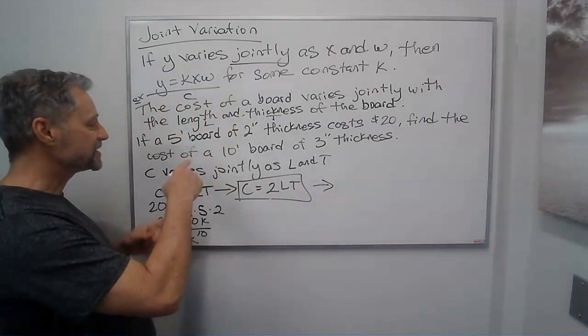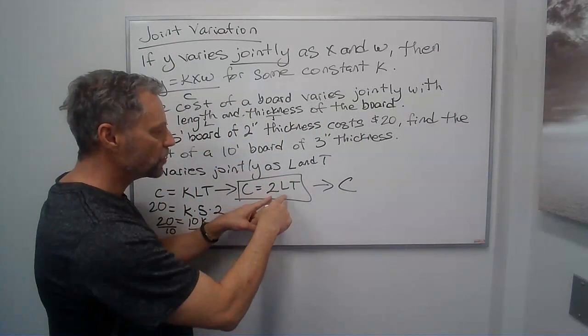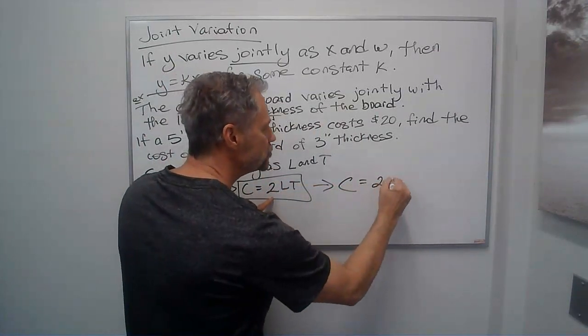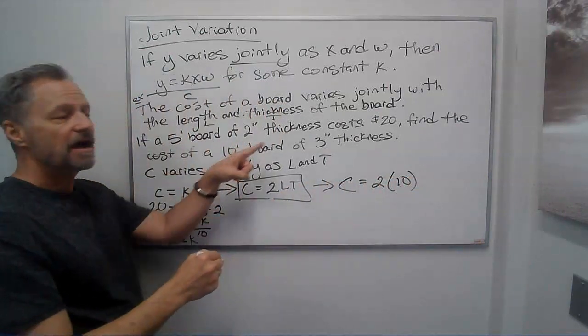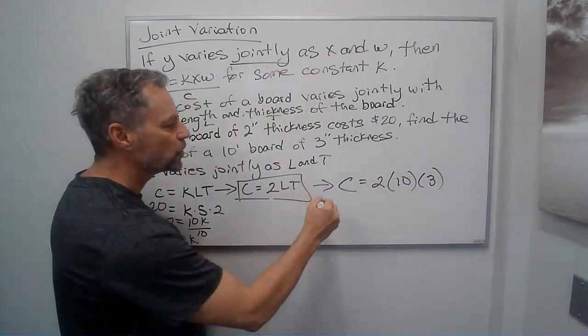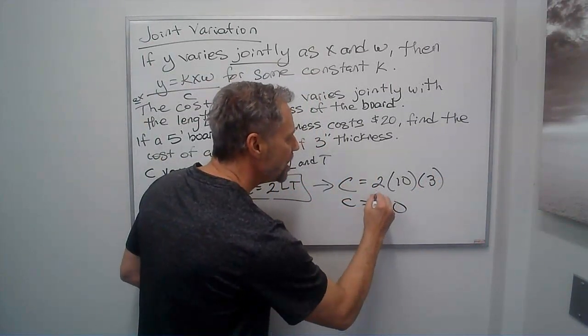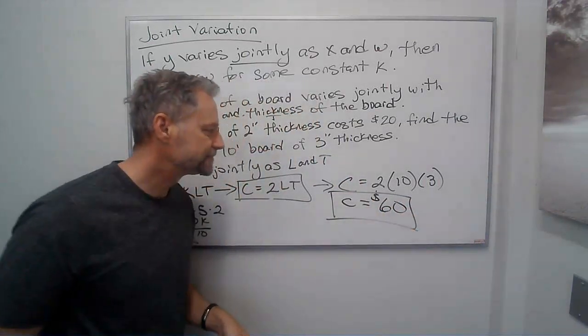So I use that formula and say, find the cost of a 10-foot board, that's L. So I get 2 times 10 of 3-inch thickness. So I just work that out. 2 times 10 is 20 times 3 is 60. So the cost is going to be $60.